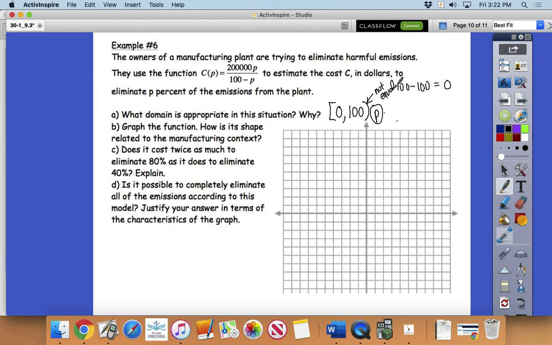The reason I started from 0 is you can't have a percent, which is P, being a negative value. Percents go from 0 to 100. So that's why we chose that domain.